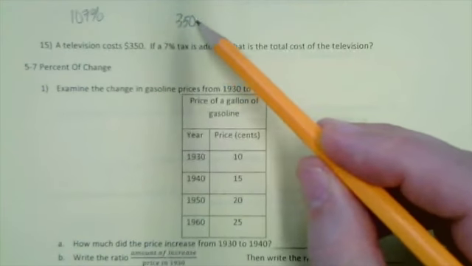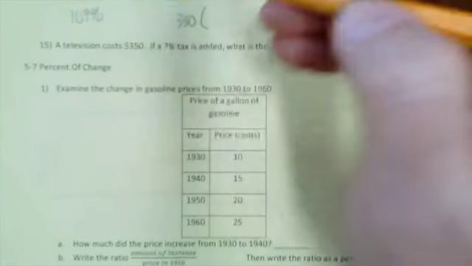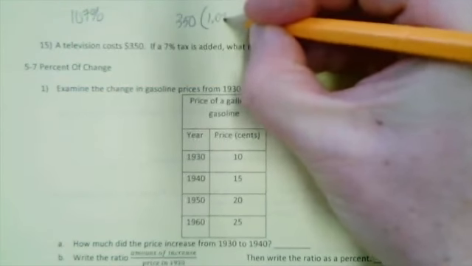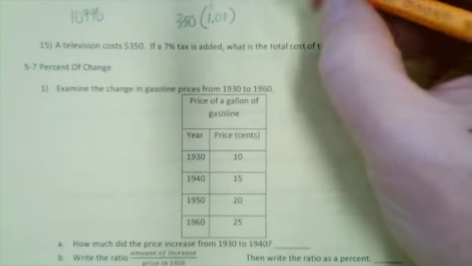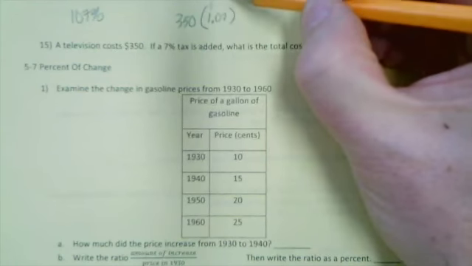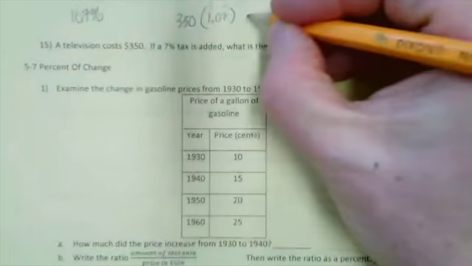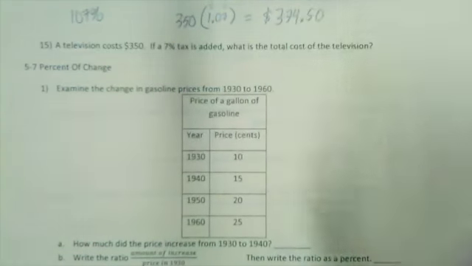All right, so I'm going to take $350 and I'm going to multiply it by 107%, which as a decimal, if I move the decimal two places to the left, will give me 1.07. So just so that we understand here, that 1 right here shows us the 100% of the original value of the $350 plus another 7% added that we're going to get. So I'm going to throw that into my calculator as 350 times 1.07, and that gives me $374.50.